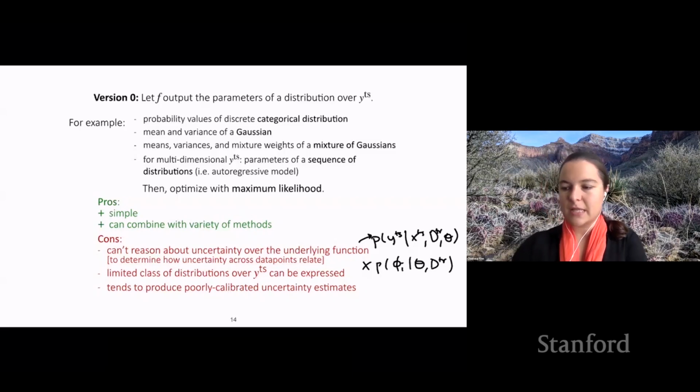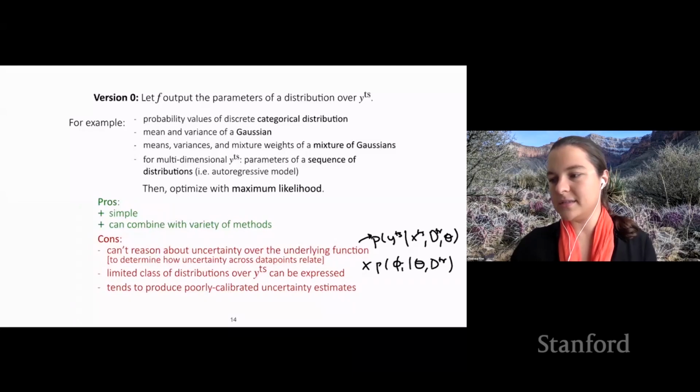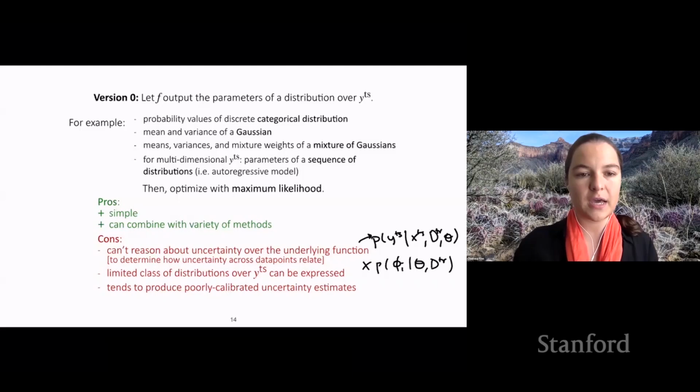Someone is asking, can you explain the last con again? So to put it another way, there are two types of uncertainty. One type of uncertainty is what's called aleatoric uncertainty. And this is uncertainty that's inherent to the data, to noise in the data. And this kind of approach tends to be reasonable at capturing that kind of noise in the data.